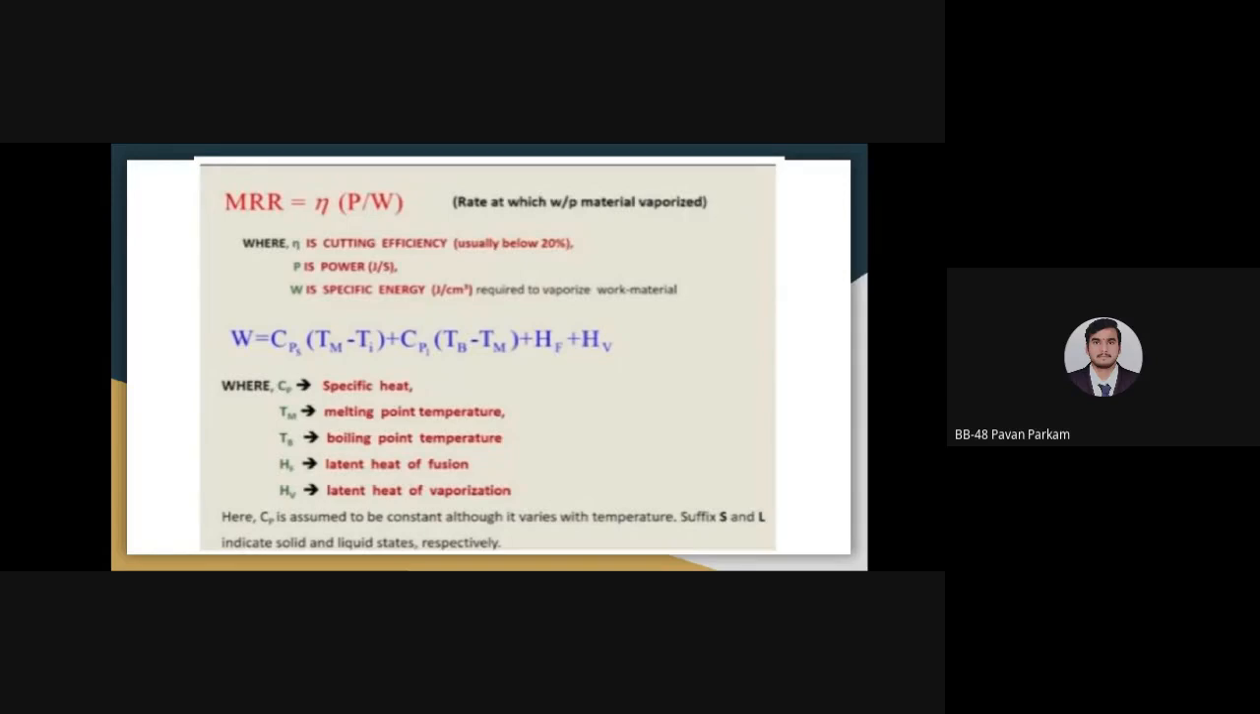Here Cp is assumed to be constant, although it varies with temperature. But to calculate the MRR, the material removal rate, we have to assume Cp to be constant. The suffixes S and L given indicate the solid and the liquid state respectively. So you should know the formula, and for that purpose I have included this point.